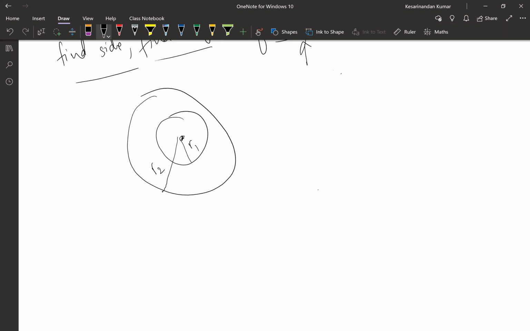Let's say there's a rectangle or a square, and you have a circle.